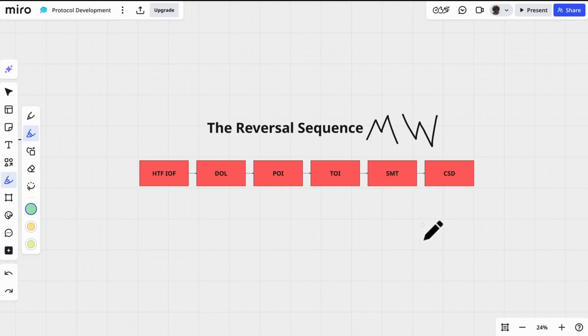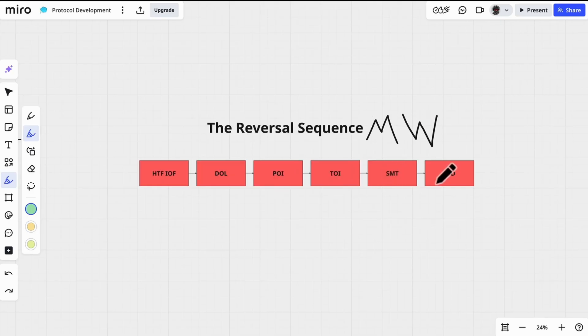But before we continue, I would also like you to look at this reversal sequence and look at all of these bigger blocks, all of these bigger steps, and I would like you to try and define as best as you can for each individual step how you can determine the higher time frame IOF. How can you determine the DOL? How can you determine the POI? How can you determine the time of interest? How can you determine SMT? And how can you determine CSD?